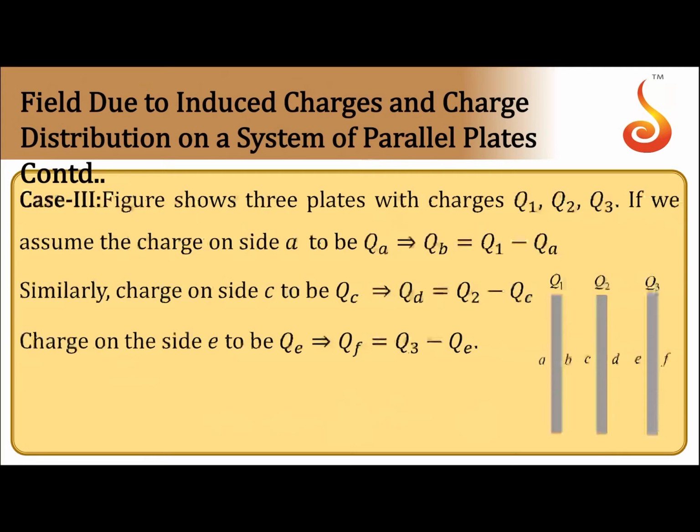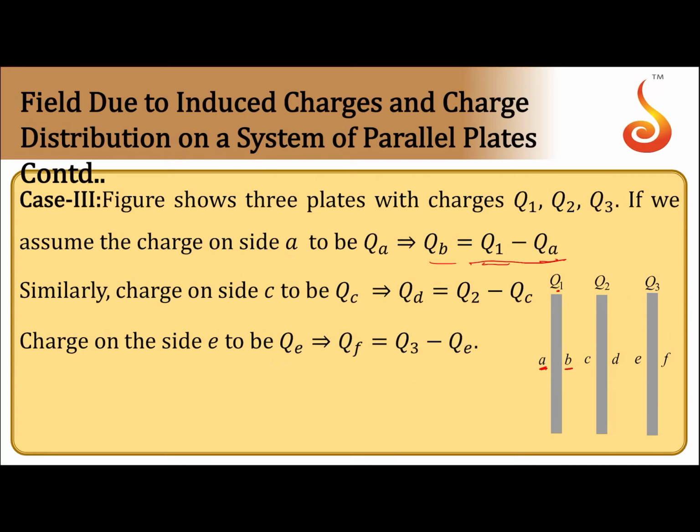Moving to the third case. Here you have three plates carrying charges q1, q2 and q3. Now assume the charge on side A of the first plate is qa. Then q1 minus qa will be equal to qb, right? So the total charge q1 is distributed among A and B. So qa plus qb will be equal to q1. So qa will be equal to q1 minus qb, and qb will be equal to q1 minus qa. So that is what is shown here.